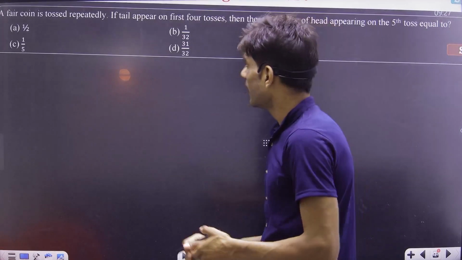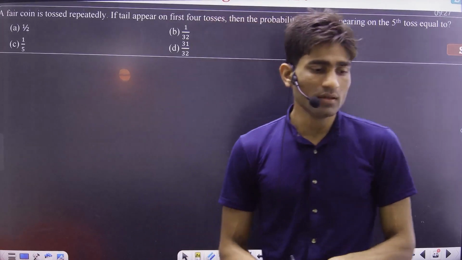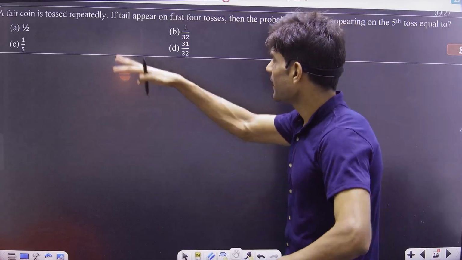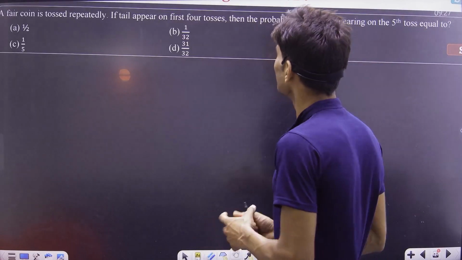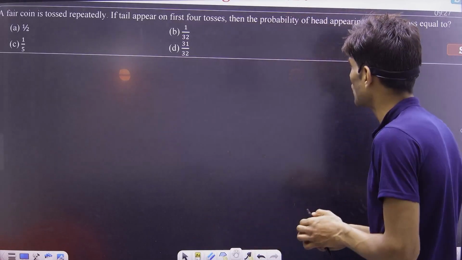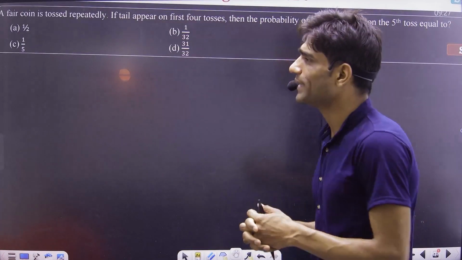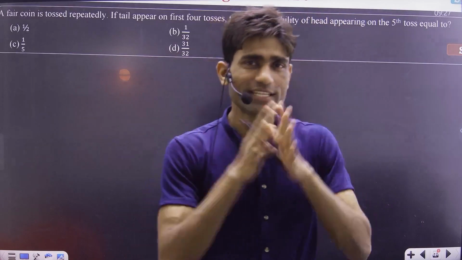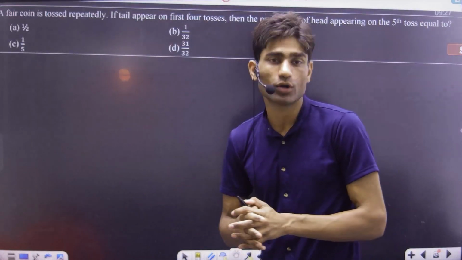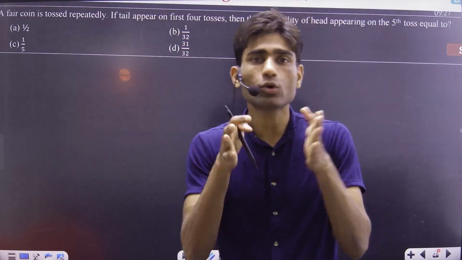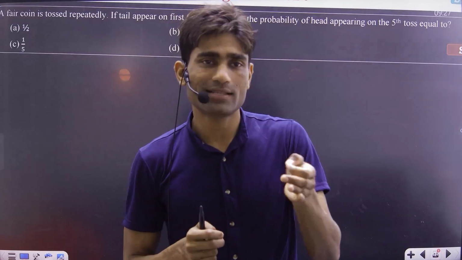Yes, okay. I will explain one example here. A coin is tossed repeatedly. A tail appears on the first 4 tosses. Then what is the probability of a head appearing on the 5th toss? Okay. Now let's think about the question that we have been given. Try to understand the question first. You will get the answer easily at the end.